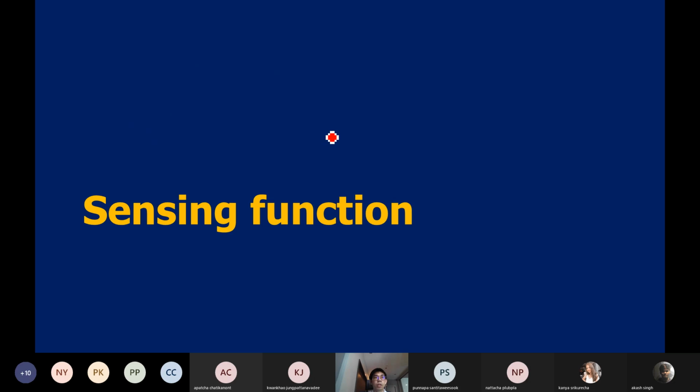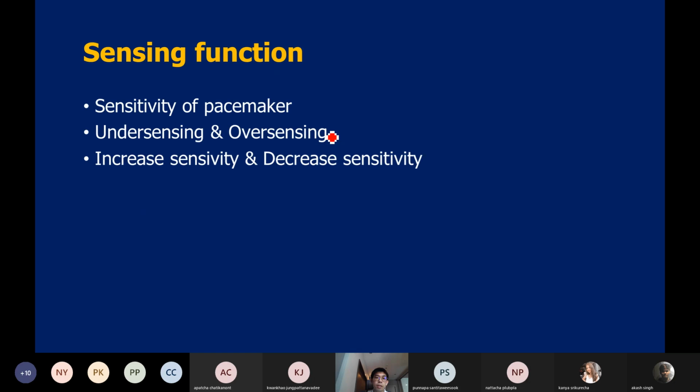The second function that is important is the sensing function. Sensing function is what the pacemaker sees from the intrinsic rhythm. It's called the sensitivity of the pacemaker. There are 2 words you need to understand: undersensing and oversensing. And another 2 important words are increased sensitivity and decreased sensitivity. People confuse these 2 words a lot, but I will explain it slowly to you.